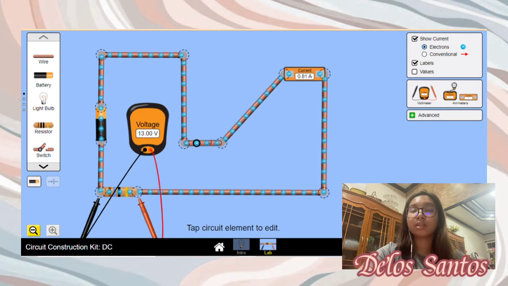Trial 1 has a resistance of 3 ohms and a voltage of 13 volts with the experimental current of 4 ampere. Trial 2 has a resistance of 16 ohms and a voltage of 13 volts with the experimental current of 0.81 ampere, while Trial 3 has a resistance of 29 ohms with a voltage of 13 volts with the experimental current of 0.45 ampere.